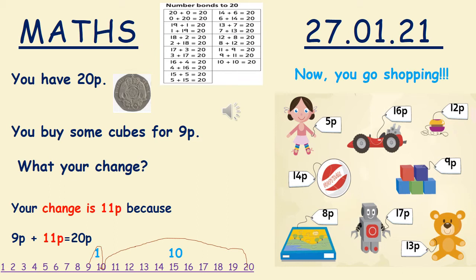Your change is 11p because let's first of all look at the number bond. 9 plus 11 is 20. So your change is going to be 11p. Or you can use your number line counting on. From 9, you count on to 10, that's 1. And then from 10 to 20, you count another 10. So 1 plus 10 is 11. So your answer or your change is 11p. I hope you remember to write p in your answer.